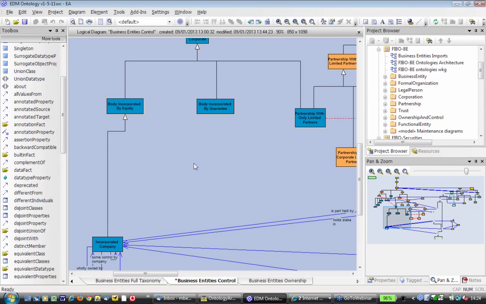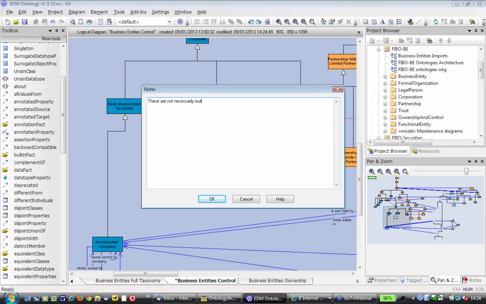But basically, to your question, we now have this basic mutual exclusivity between the two. In fact, these should be mutually exclusive, thank you. Actually, before I put that in, this is to your point. Being incorporated by equity and being incorporated by guarantee are obviously two mutually exclusive things. But can a body be incorporated by a mixture of equity and guarantee or not?